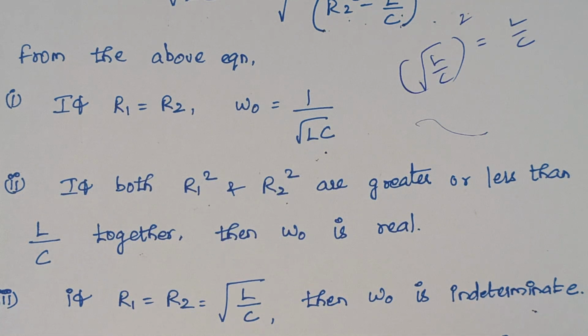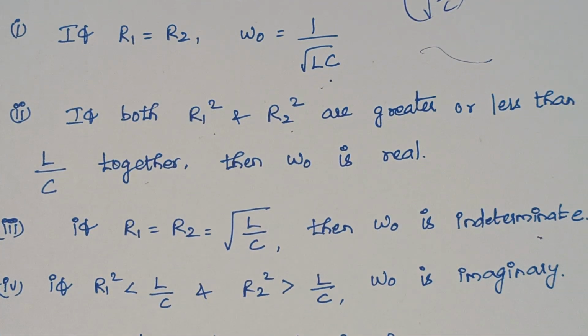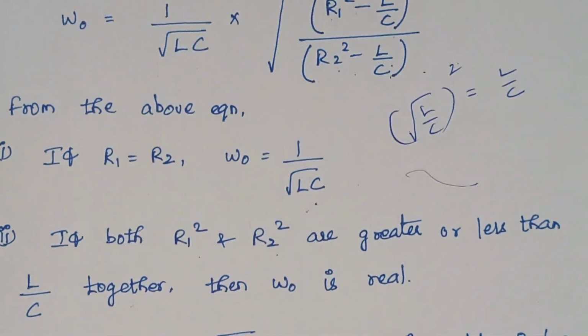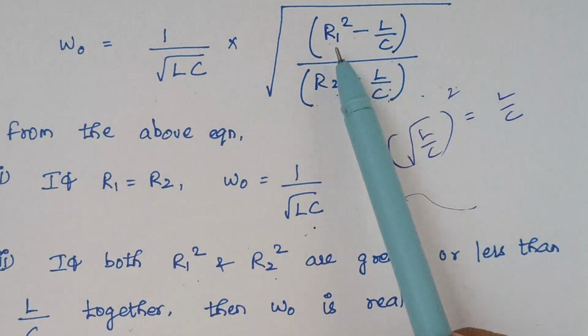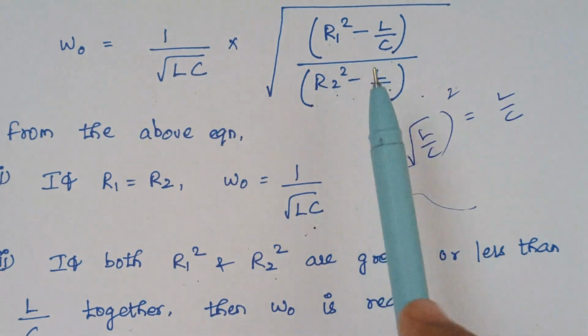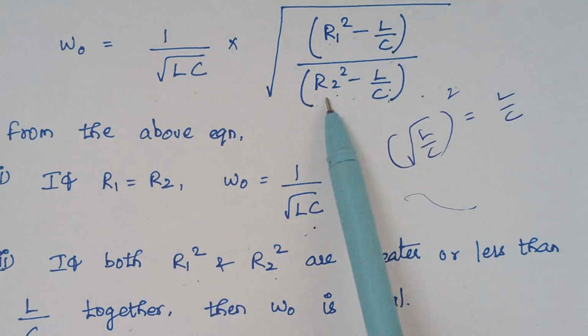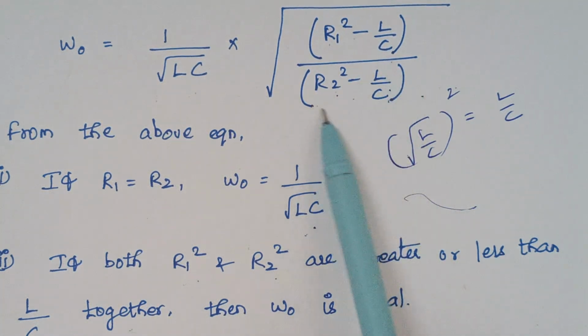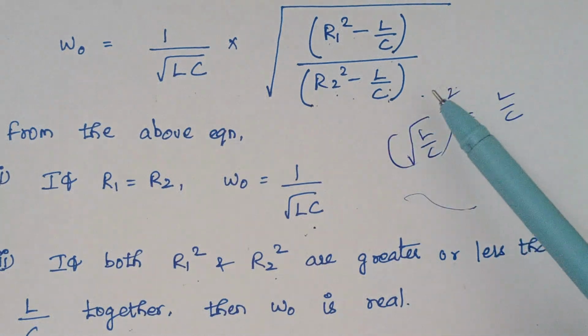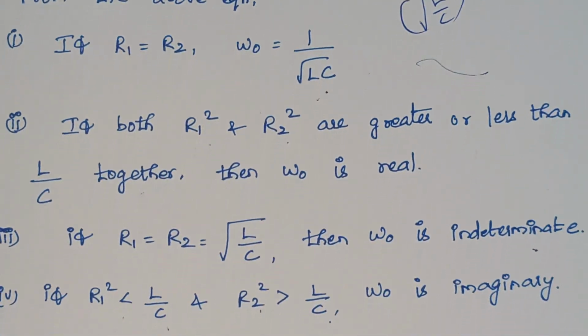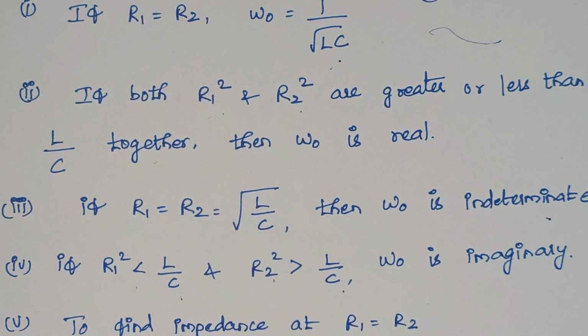Now, the next condition is, when R1 square is less than L by C and R2 square is greater than L by C. So again look at this expression. When R1 square is less than L by C, what happens? This gives a minus sign. When R2 square is greater than L by C, this gives a positive sign. Therefore, square root of minus sign, what happens? Square root of minus is nothing but an imaginary thing. Therefore, the value of omega naught is imaginary.